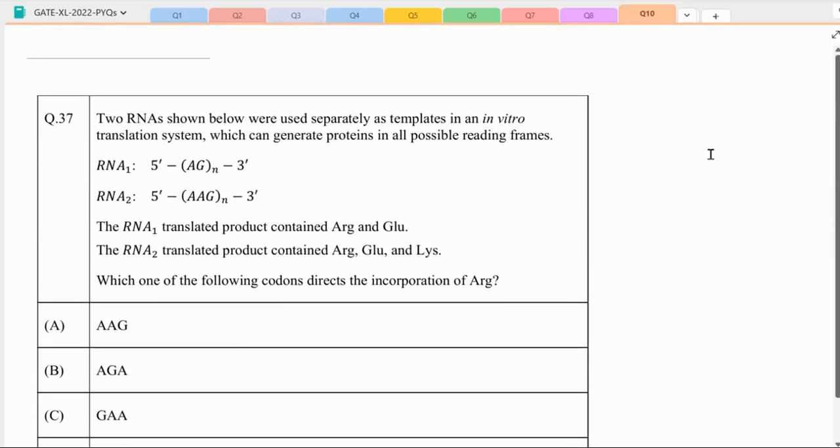So two RNAs shown below were used separately as templates in an in vitro translation system which can generate proteins in all possible reading frames.